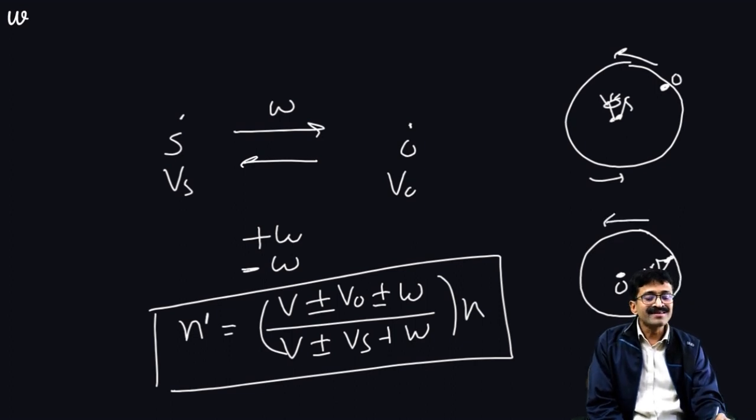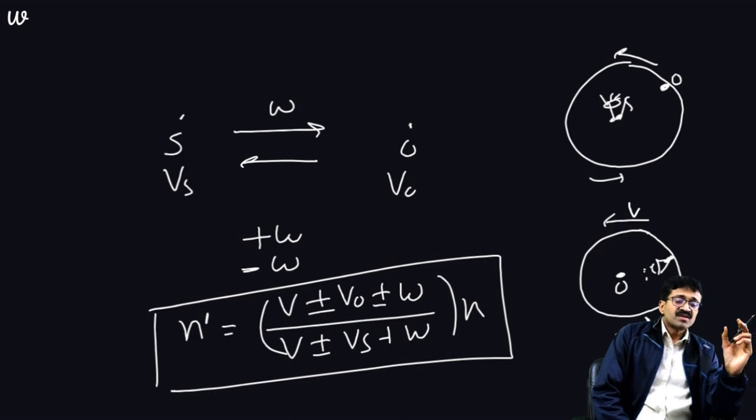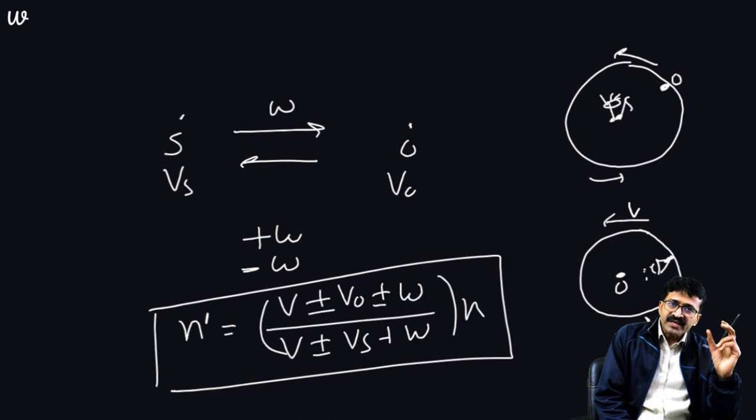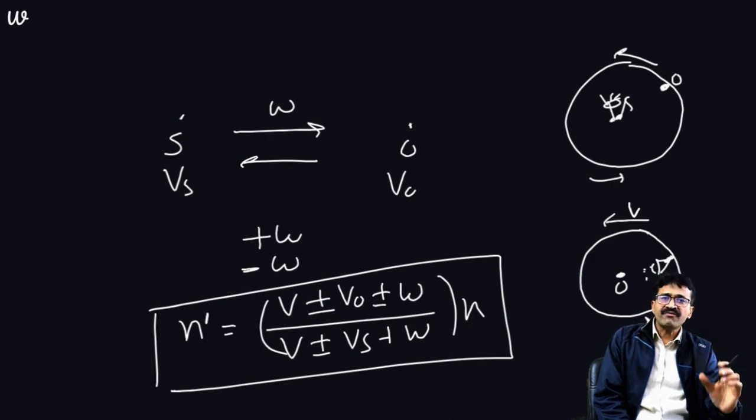What is the basic reason behind that? Because the separation between the sound source and the observer is constant. That's why there will be no change at all. This is all about the Doppler effect of sound.